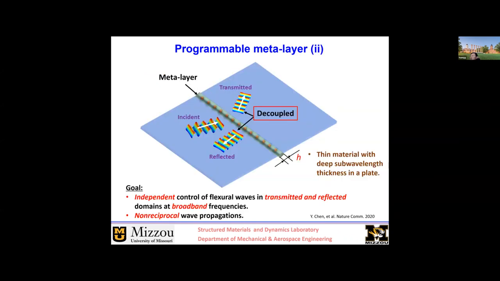The next one we think about: in a passive material, or using this previous active material, we can only manipulate the transmission or refraction. The next question is whether we can manipulate both the transmitted wave and the refracted wave, still using this kind of metalayer structure. So the question is, can we do independent control of the transmitted wave and the refracted wave? And how can we design this active scatterer? After you design this, you can also demonstrate non-reciprocal wave propagation behaviors.